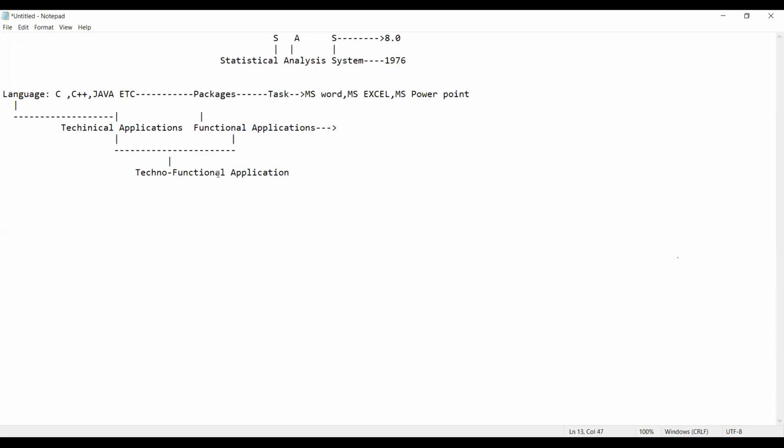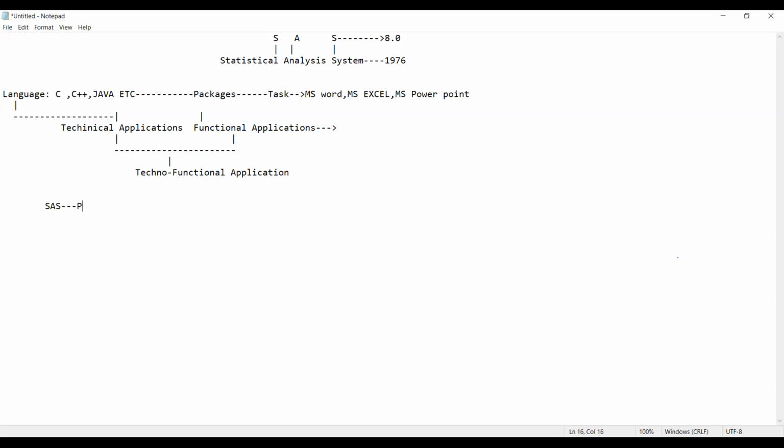Hence, it is called as what? Techno-functional applications. Am I right, guys? So now, can you tell me how many types of applications you have? Technical applications, functional applications, and what? Techno-functional applications. Am I right, guys? Yes, sir.